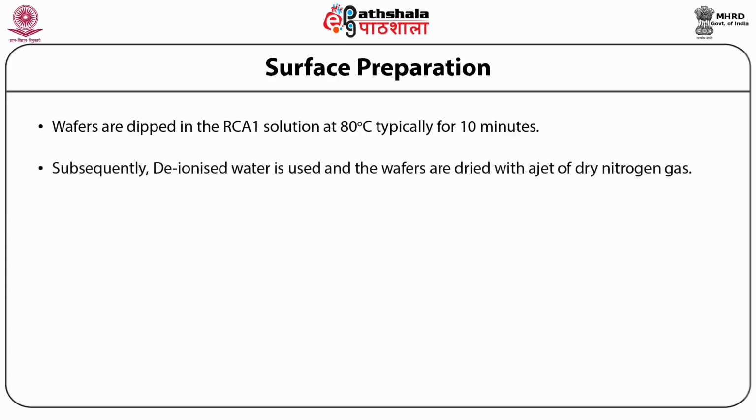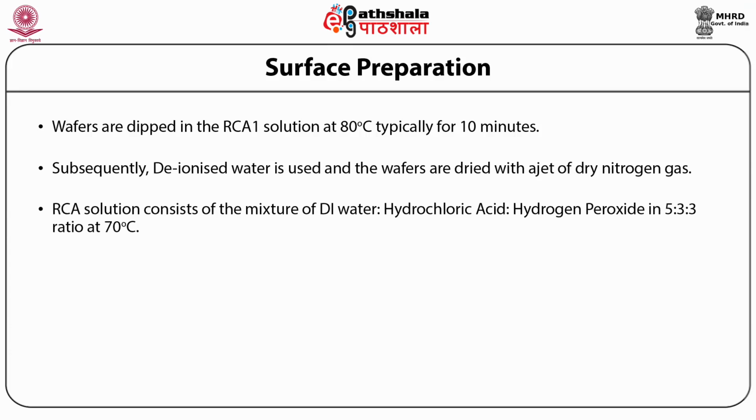Subsequently, deionized water is used and the wafers are dried with a jet of dry nitrogen gas, whereas RCA2 cleaning removes ionic and metallic contaminations present on the surface of the wafer. RCA2 solution consists of a mixture of DI water, hydrochloric acid and hydrogen peroxide in 5:3:3 ratio at 70 degrees Celsius. The cleaning is done for 20 minutes and finally the wafers are rinsed in DI water and dried.